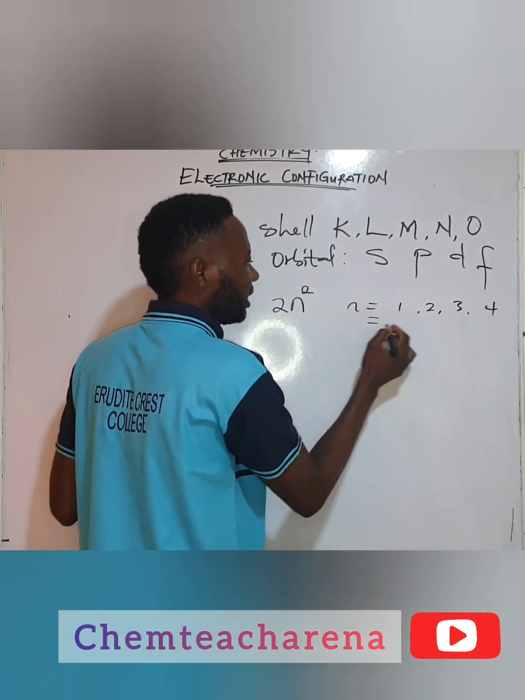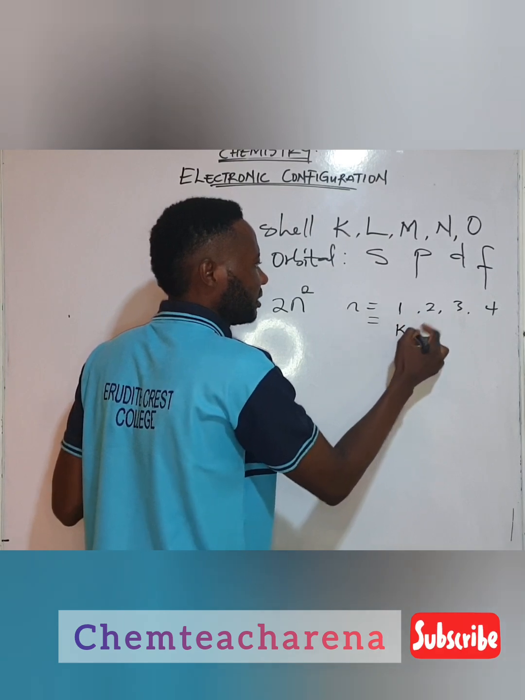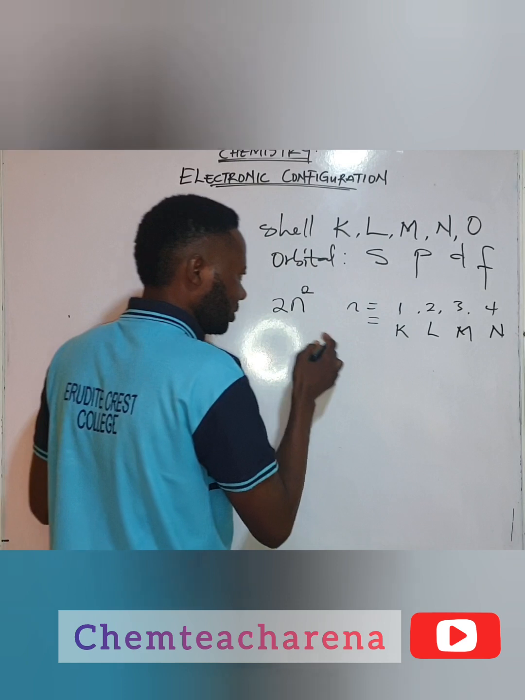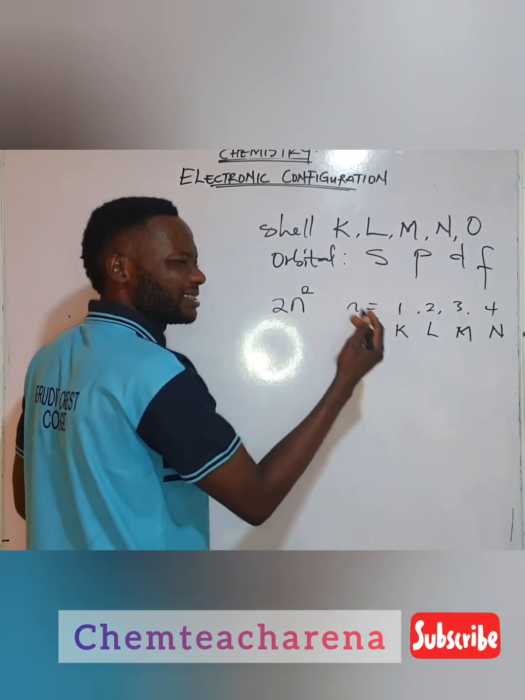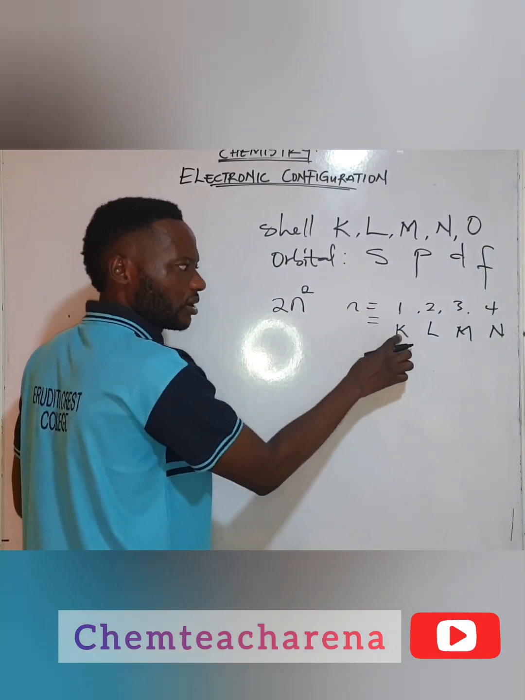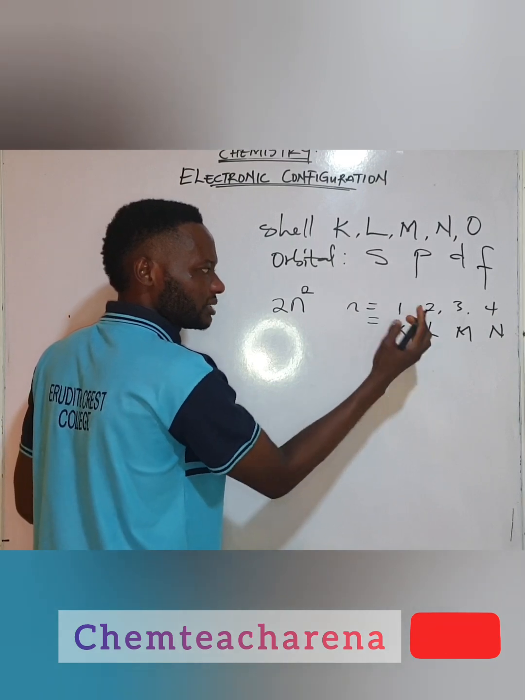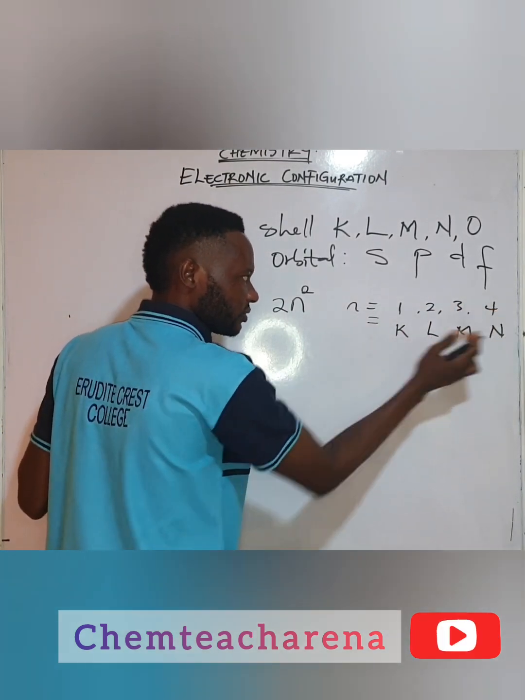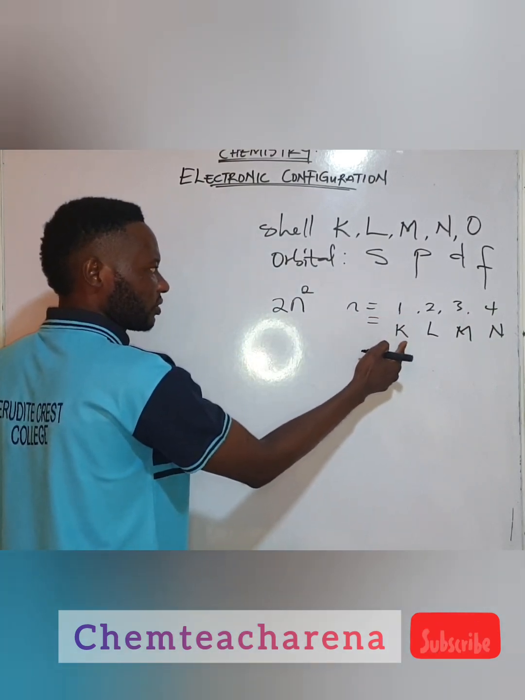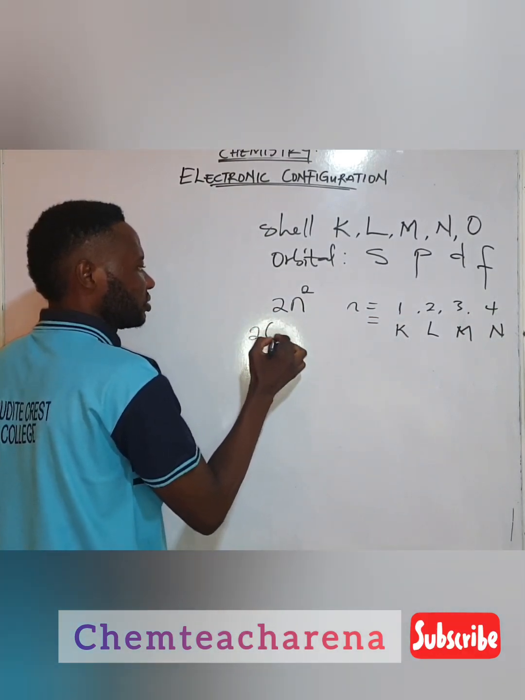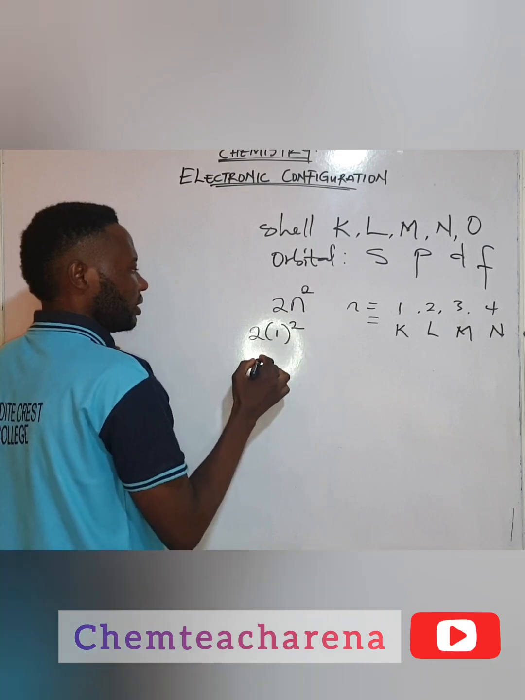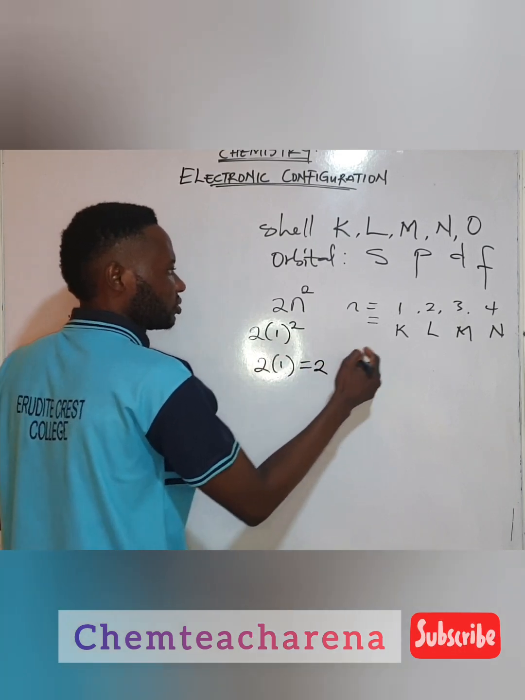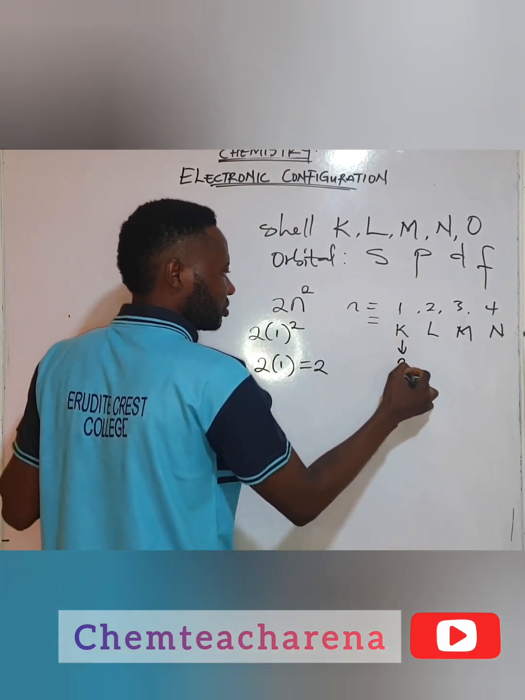For 1 we have K, for 2 we have L, for 3 we have M, and for 4 we have N. Where n is 1, what is the maximum number of electrons that K can hold? When n is 1, we say 2 times 1 squared. 1 squared is 1, and 2 times 1 is 2. So the maximum K can hold is 2.